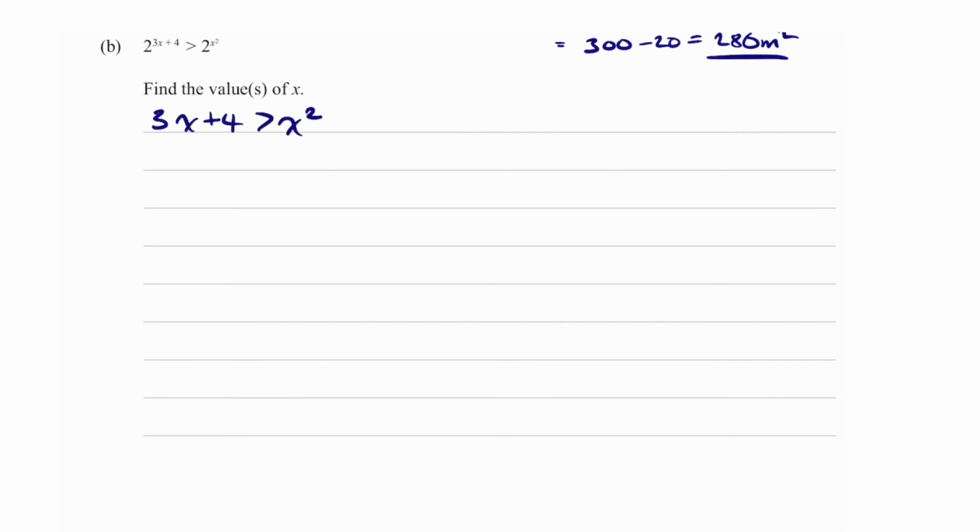Now we've got a quadratic here, but we're dealing with an inequality. So how do we go about doing this? Well, we're going to just ignore the inequality for now, and let's just solve for the quadratic. So we're going to have 3x plus 4 is equal to x squared. Now we want to solve our quadratic. So we need to get everything over to one side. So I'm going to rewrite this as 0 is equal to x squared minus 3x minus 4.